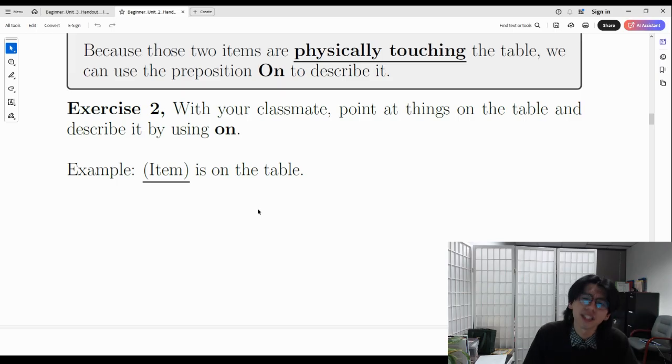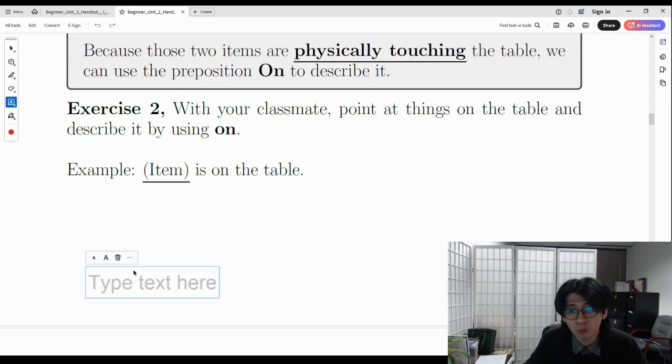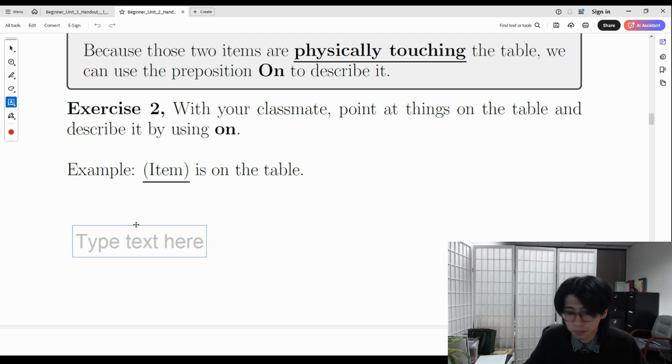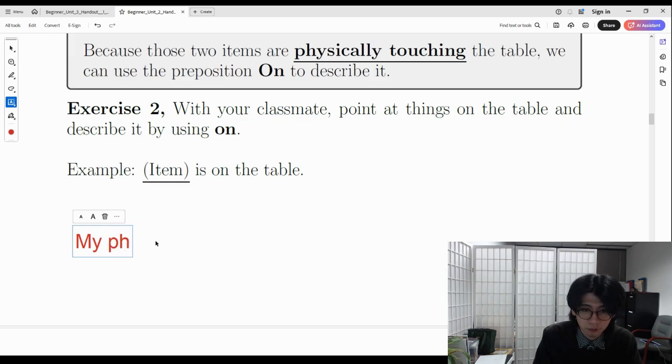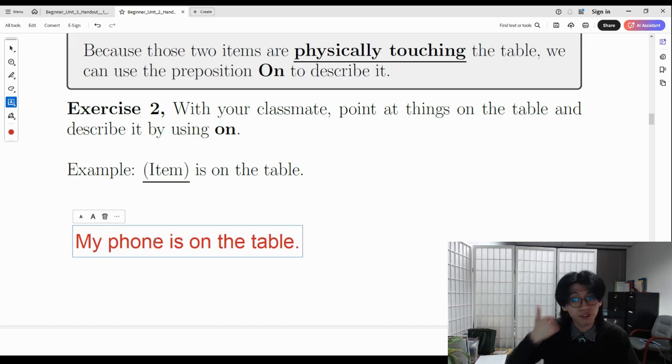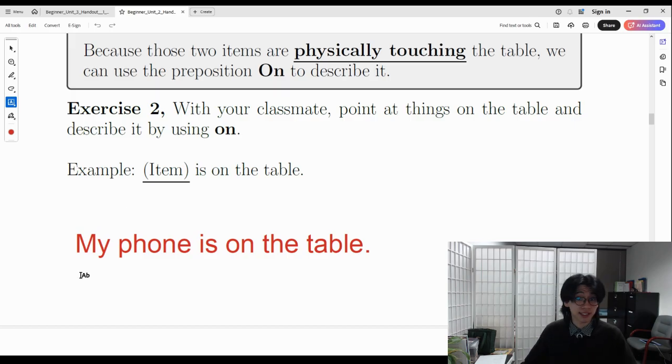Since you're watching this video and doing this on your own, I want you to write it down here in this white area. For example, I have my phone on the table, so I can write, my phone is on the table. Great. Just write one sentence in there for me and then come to the class next time or show that to me, okay? Otherwise, that will be it for today's lesson.